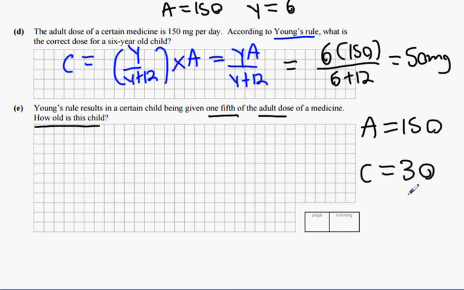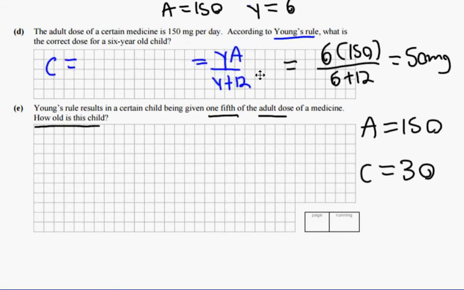After you know that the child's dose has got to be 30, you use your formula, this formula here. I'll just quickly rub that one out for a second and just use this one here. You're basically using C equals YA over Y plus 12. What's the C value? What's the A value?